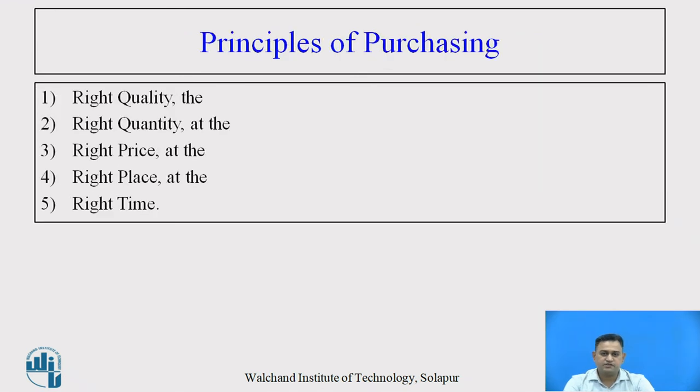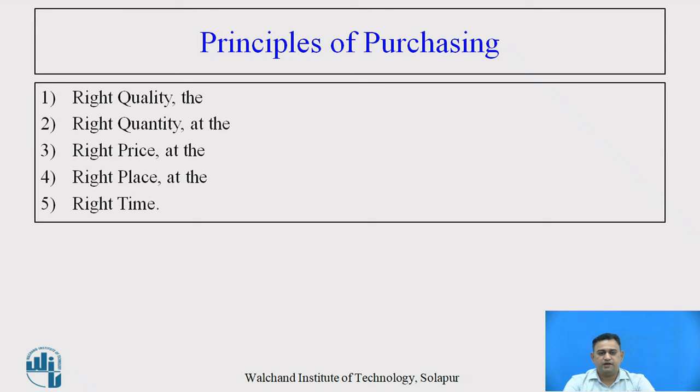What are the principles of purchasing? There are the 5R principles which are continuously used by the purchasing department. What are they? The first one is the right quality with the right quantity at the right price from the right source, or you can say place, at the right time.